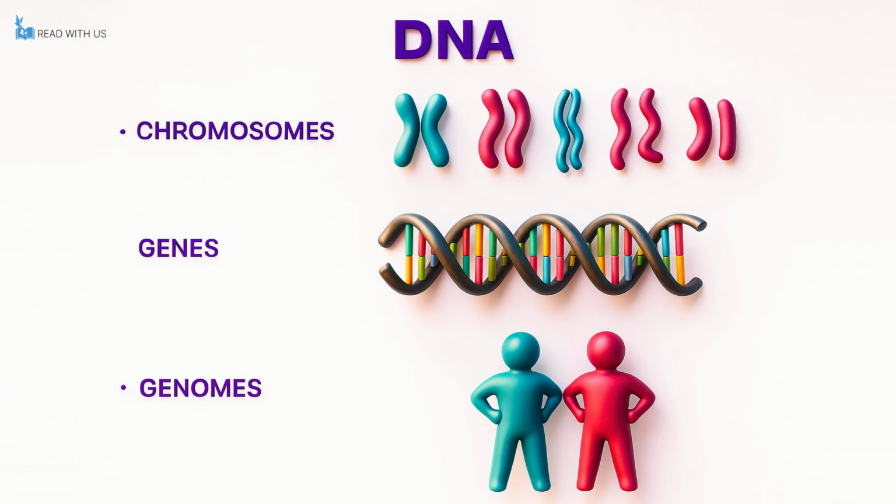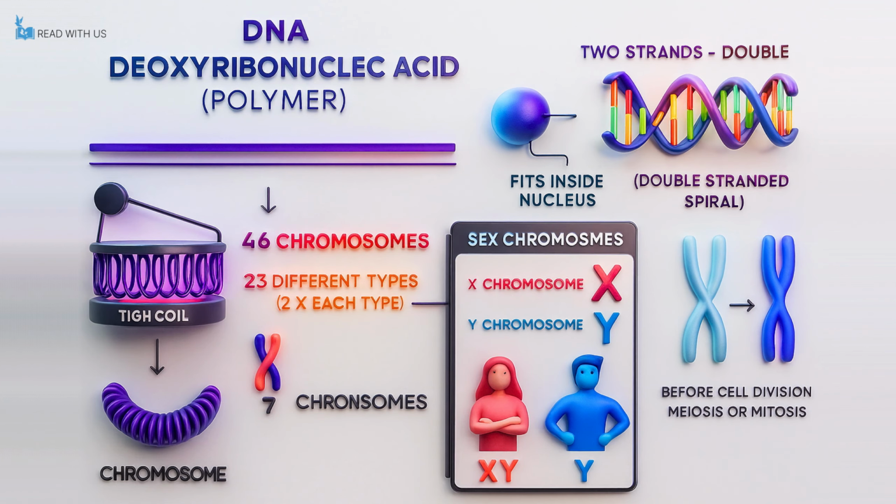In this video, we're going to discuss deoxyribonucleic acid, often abbreviated as DNA, along with chromosomes, genes, and genomes. By the end of this explanation, you should be able to clearly describe what each of these biological components are and understand how they relate and interact with one another in the human body. Let us start by discussing DNA, which stands for deoxyribonucleic acid.